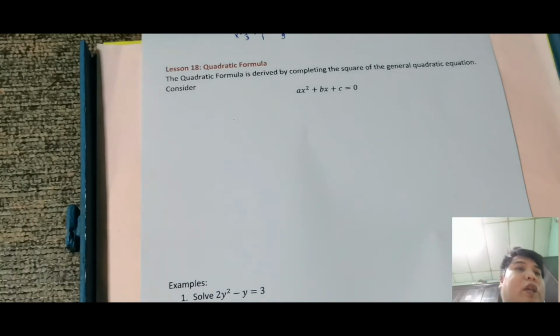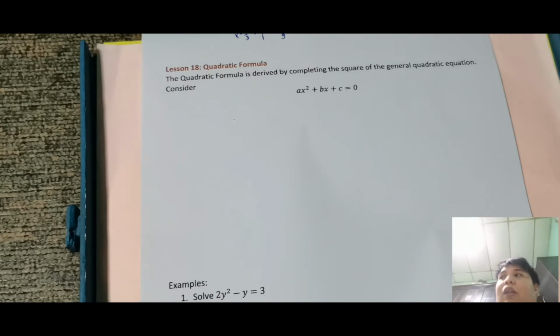Ito na yung ating lesson 18 or yung video 18 ng ating college algebra. Ito yung quadratic formula. So ito yung another method or technique para ma-solve yung isang quadratic equation. So una, sabi ko nga by factoring. Sa last video, by factoring and by completing the square. So in this video, ang focus natin is si quadratic formula.